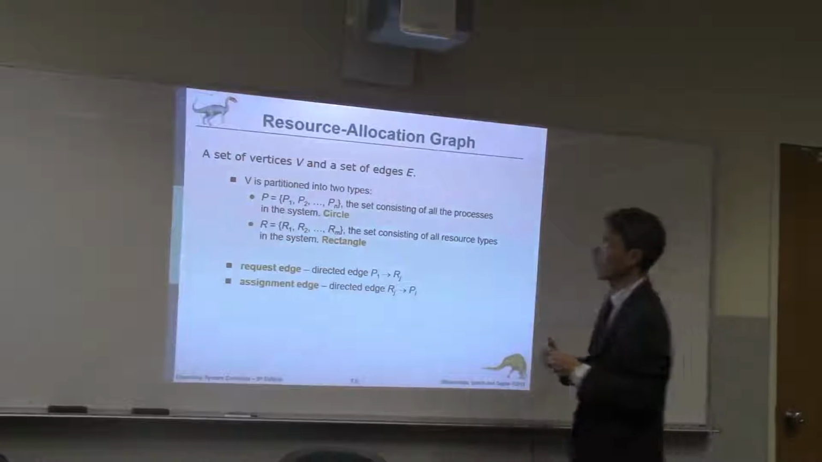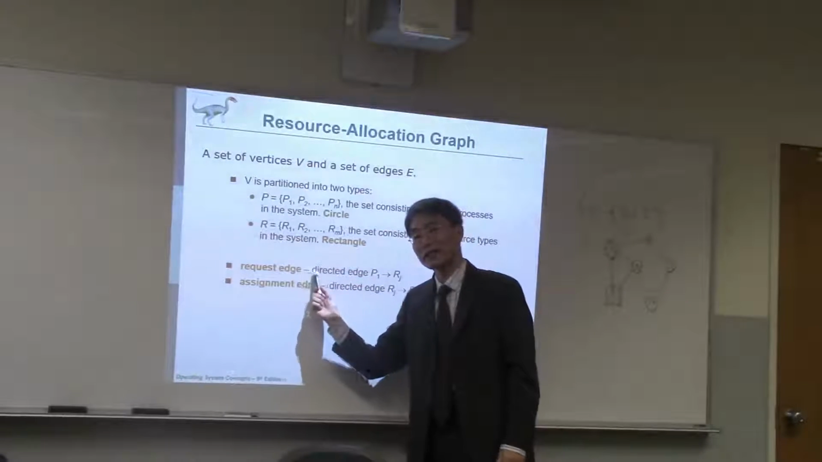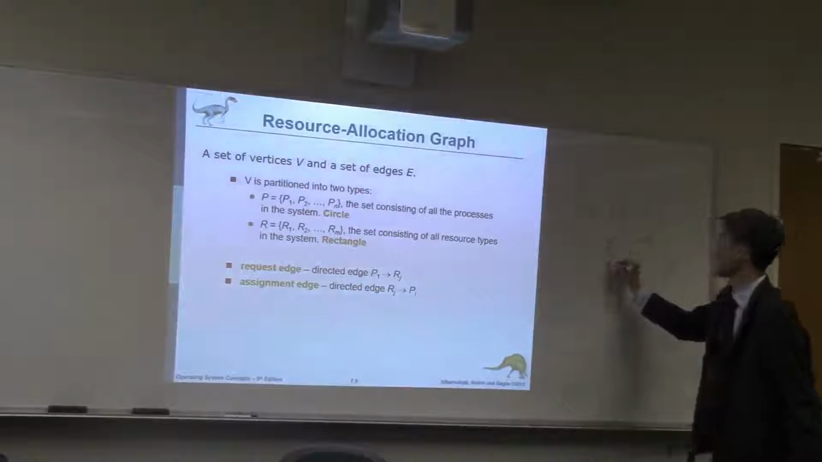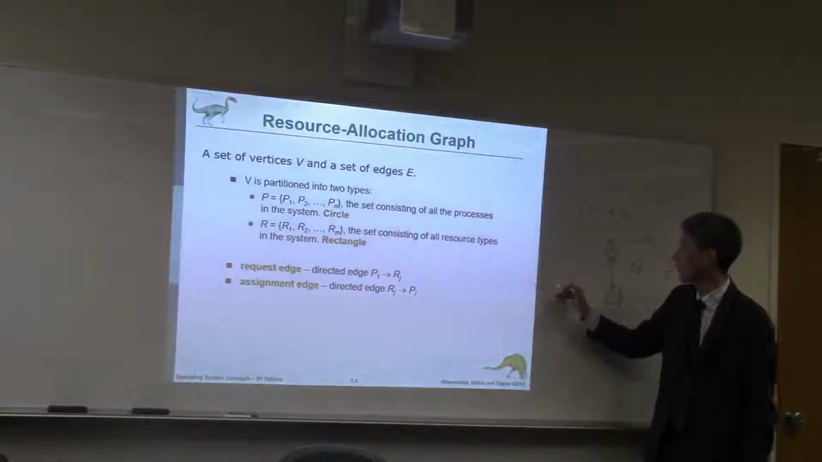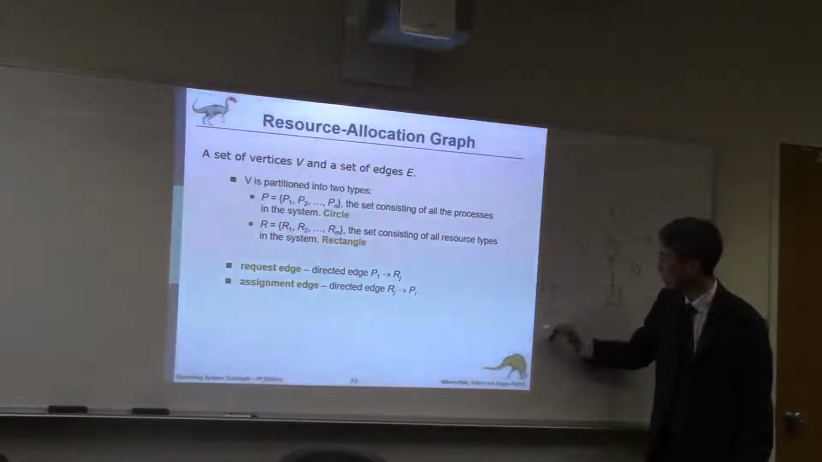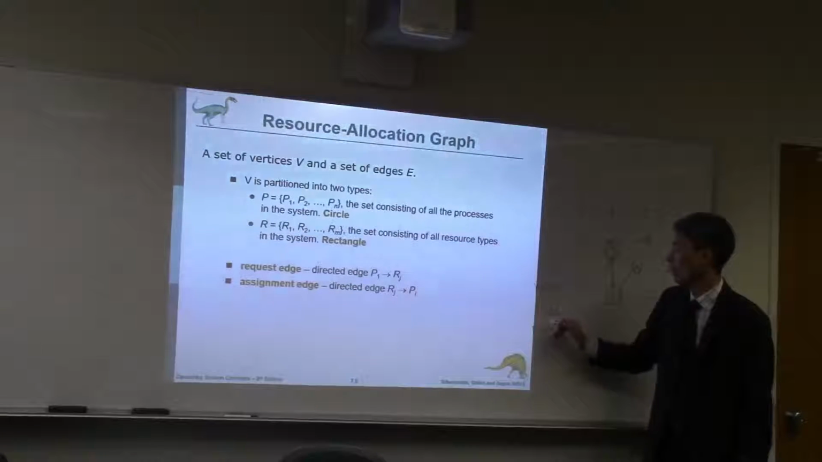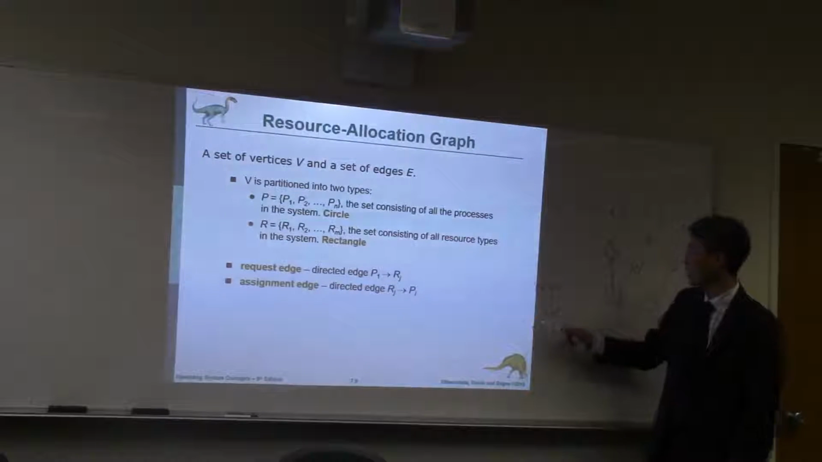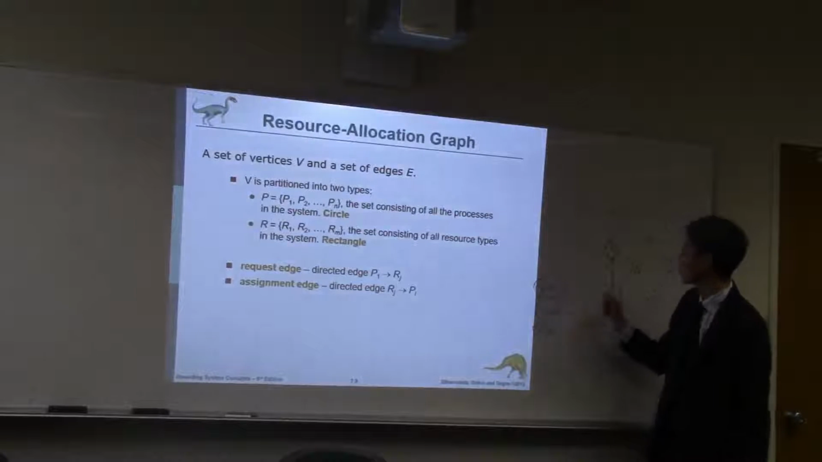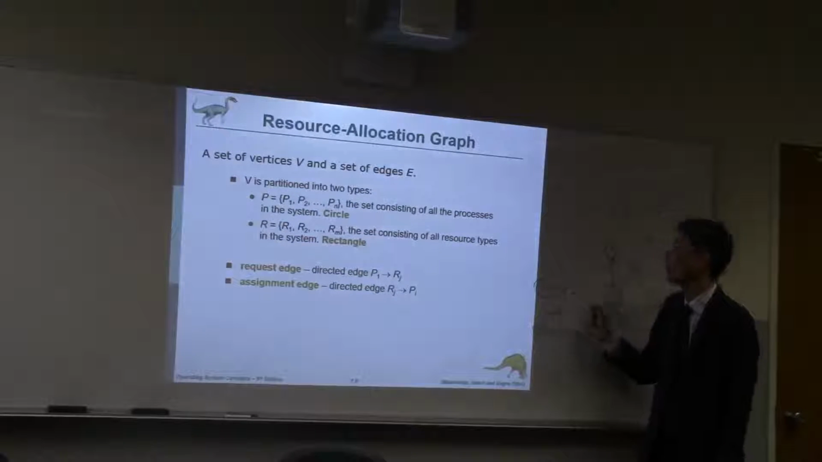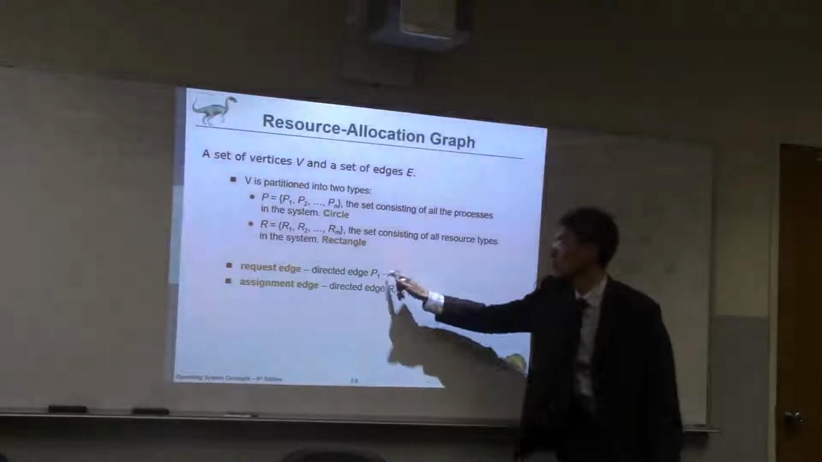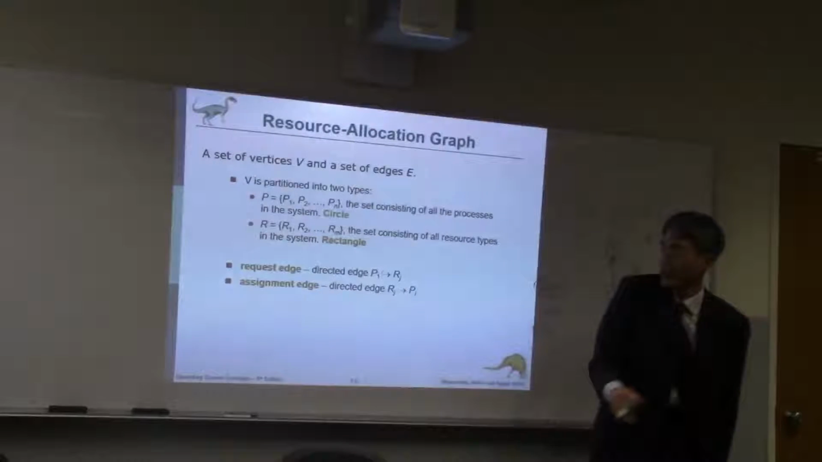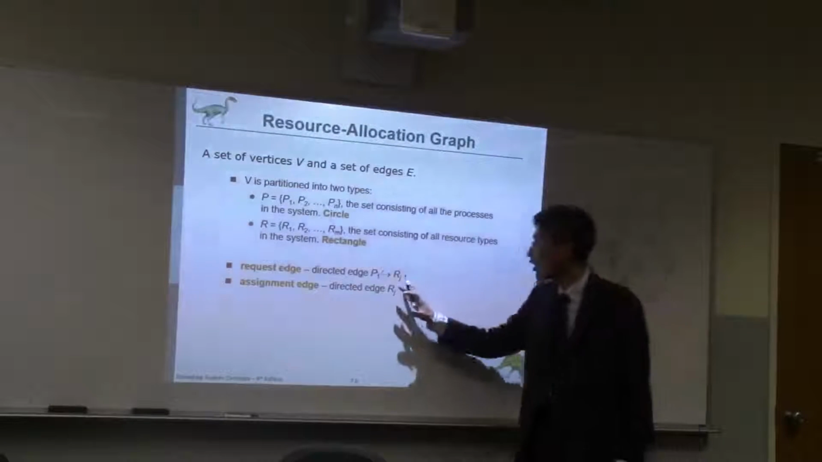So then there are also two types of edges. One is the request edge. Request means, as we have seen a couple of slides before, request, use, and release. So, to represent the request, we can use one direction of the graph, from process to resource. Process to resource is a request. It's not assigned yet.